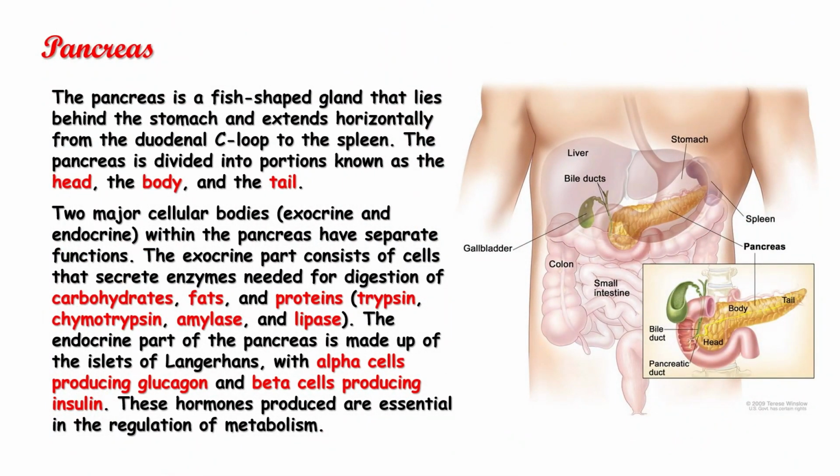The pancreas is a fish-shaped gland that lies behind the stomach, and extends horizontally from the duodenal C loop to the spleen. The pancreas is divided into portions known as the head, the body, and the tail. 2 major cellular bodies, exocrine and endocrine, within the pancreas have separate functions. The exocrine part consists of cells that secrete enzymes needed for digestion of carbohydrates, fats, and proteins. The endocrine part of the pancreas is made up of the islets of Langerhans, with alpha cells producing glucagon and beta cells producing insulin. These hormones produced are essential in the regulation of metabolism.